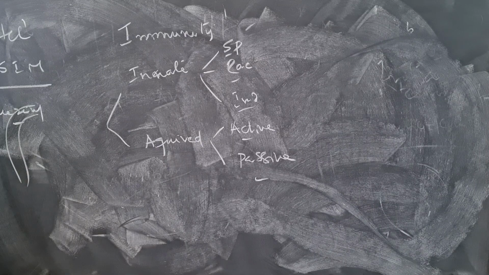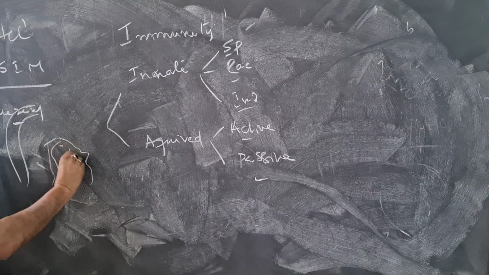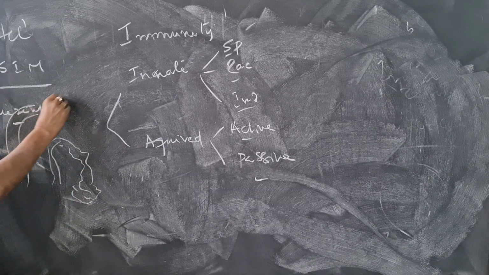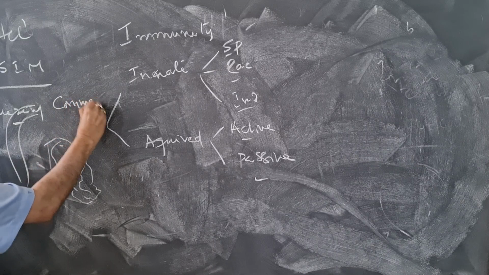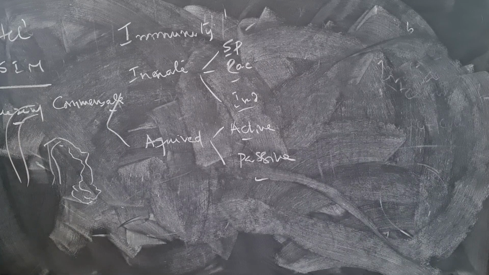Now, the small intestine is full of commensals. They are very important because once the intestine is full of these microorganisms, they will not allow the pathogens to invade, colonize, and cause infection. Commensals have three advantages. Hold it like this: three advantages.